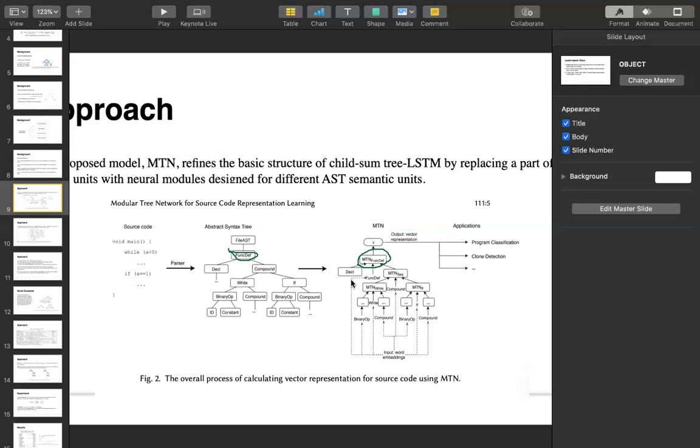For example, if a node has 2 children, the child-sum tree LSTM will just sum the 2 children, and the normal recursive neural network will just concatenate the 2 children. But for this MTN, with different neural units, we will do different kinds of calculations. They have designed different kinds of calculations.